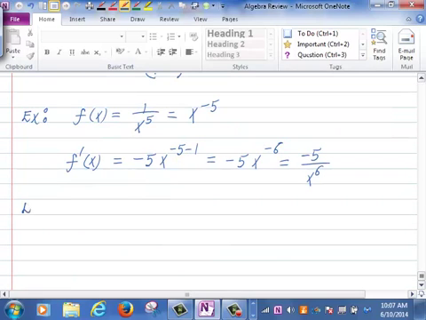Okay, next example. Let's say I have the function y, and the function y is 3x squared plus 2 root x divided by x. Okay, so how do I find the derivative of this function?